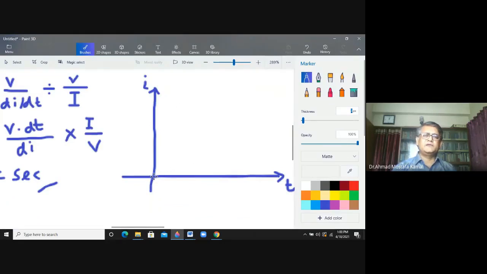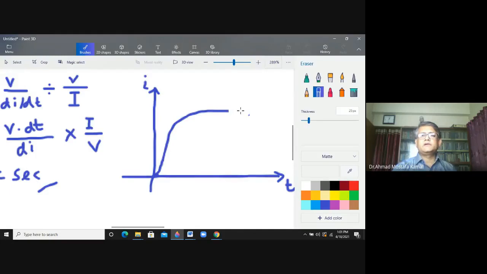In the last class, we showed how the figure is to be drawn. Initially the current was 0 at time t equal to 0, so we have to start from the origin. Initially it will increase rapidly, and after a certain time it will be flat, and then ultimately it will be constant.